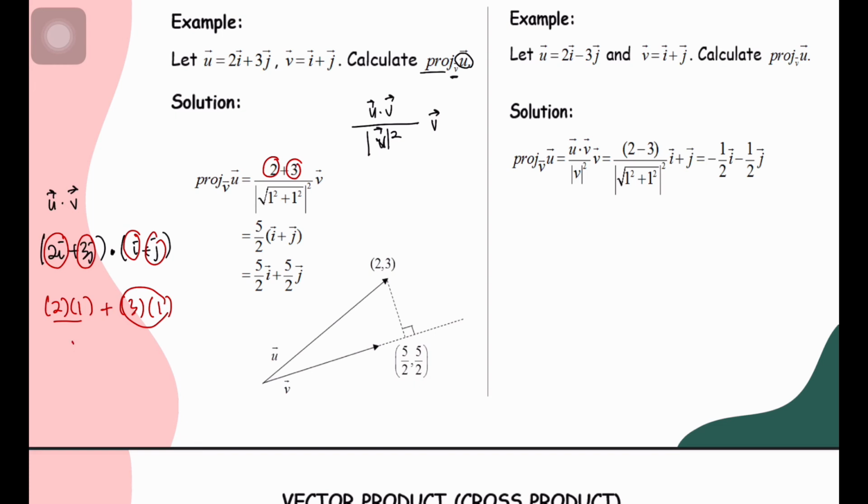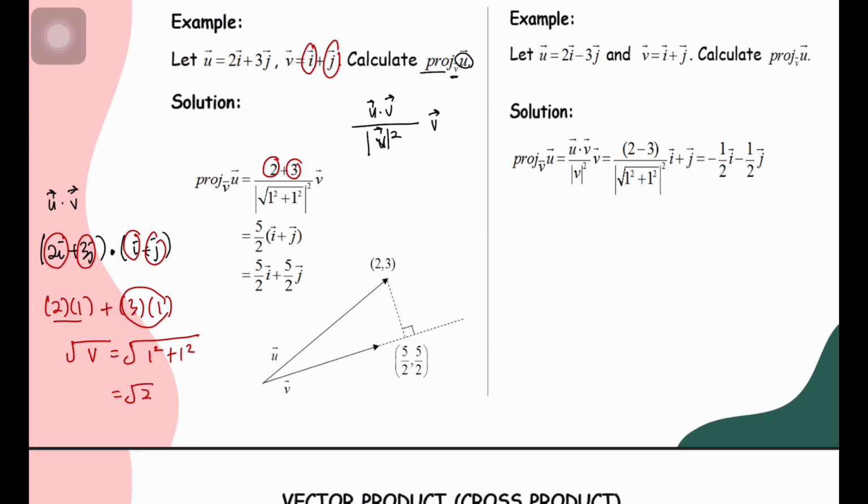And then we find the magnitude of v, where the magnitude of v is the square root of x squared plus y squared. So x is 1, y is 1 as well. So we have 1 squared plus 1 squared, so 1 plus 1 is 2, so we have square root of 2. This one is the magnitude of v.